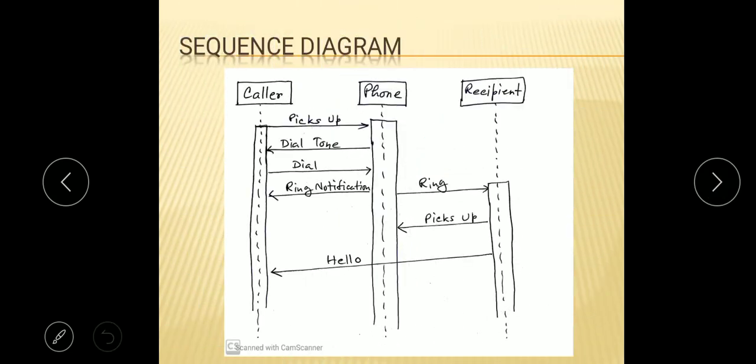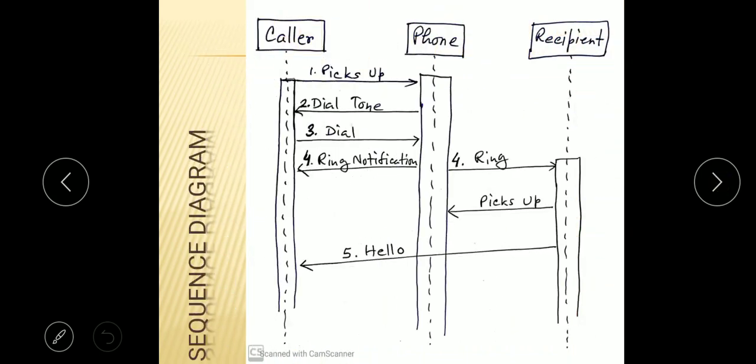Next one, this sequence diagram you have already seen as the first example. Here caller, phone, and the recipient. I hope you can remember. Now here in this picture I have shown the activation points by the rectangles. Like the previous example, it is numbered 1 2 3 4 5 6 7, like that. I'm sorry, this should be 5 and this should be 6.